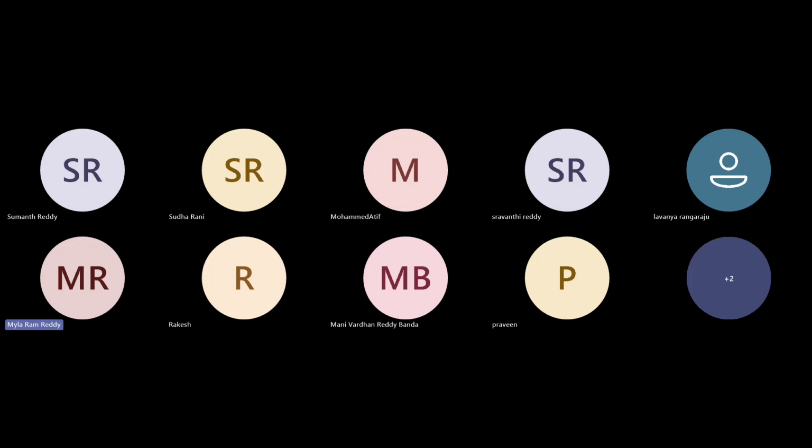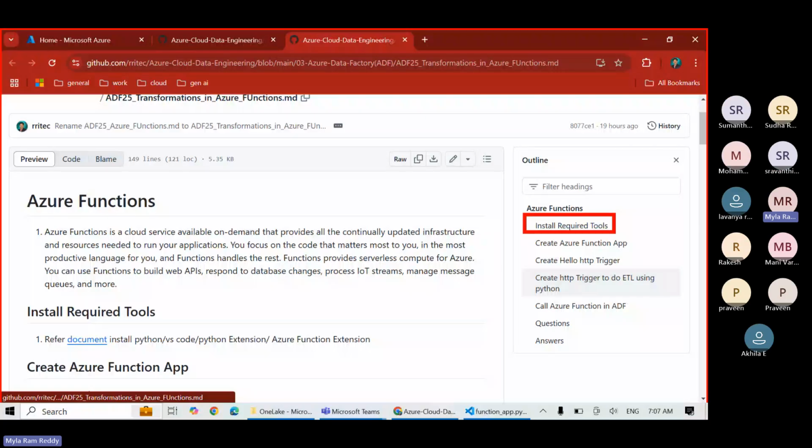So, installing required tools. We learned that we need VS Code, Python, then the Python extensions, then Azure Functions. All those links we found inside this document, which is the official Microsoft documentation. Tomorrow, if any versions change or anything happens, it will be updated.